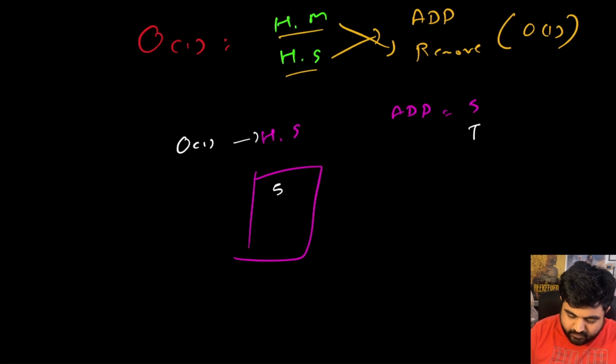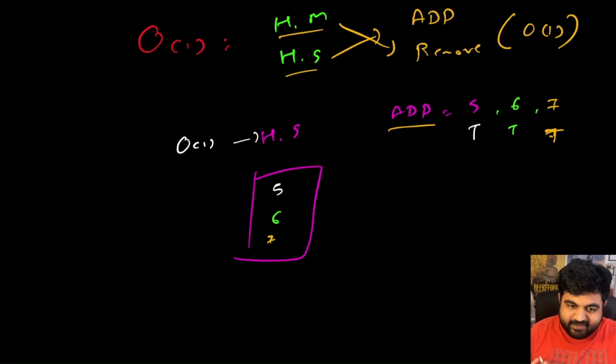Once again, we need to add value number 6. So we repeat the same process, add 6 and return true. In the same way we need to add value number 7, so once again we add 7 and return true. Okay, this works in big O of 1 time for the add method, no issues. This is a very simple thing.